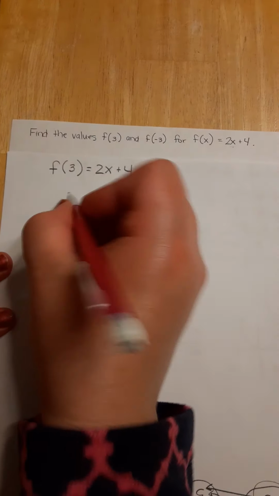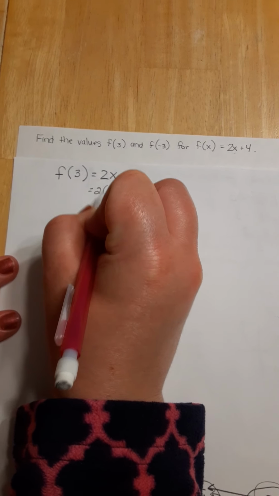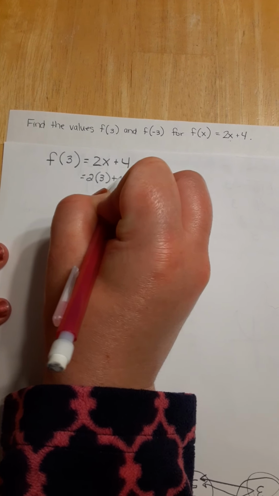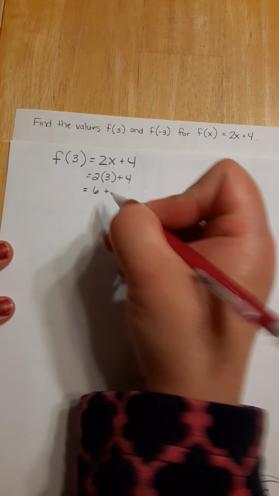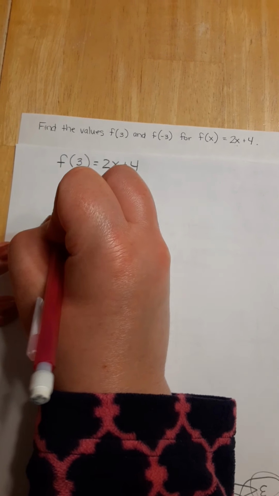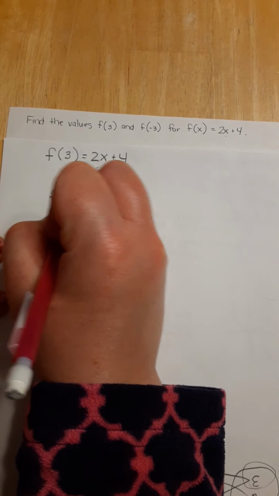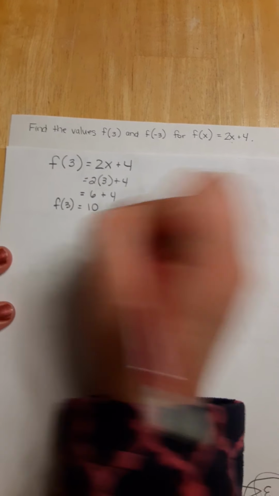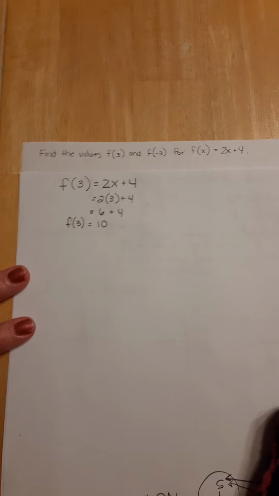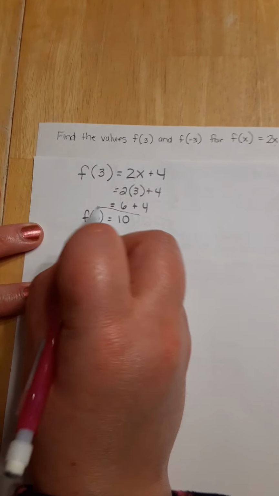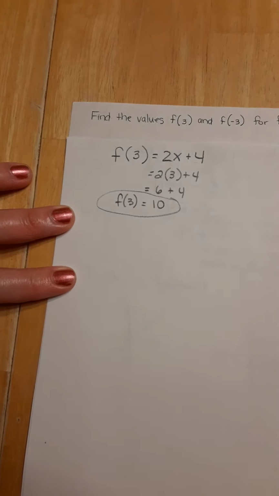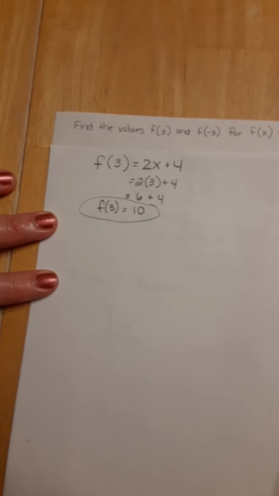Okay, now all I'm going to do is substitute that x value in and solve. 2 times 3 is 6 plus 4. So the value of my function when x is 3 is 10. Okay, and we need to have this notation here. This is how I need to write my final answer so that my reader knows exactly what we're doing here.